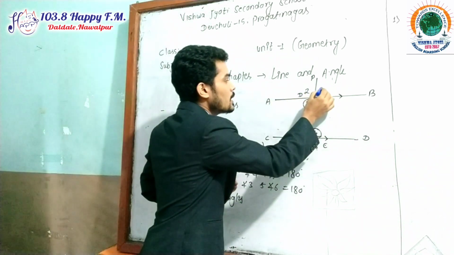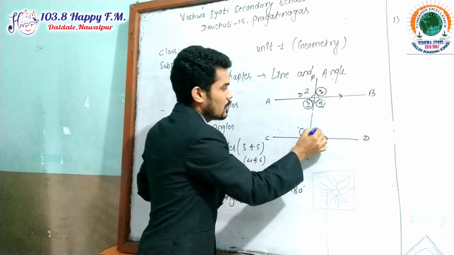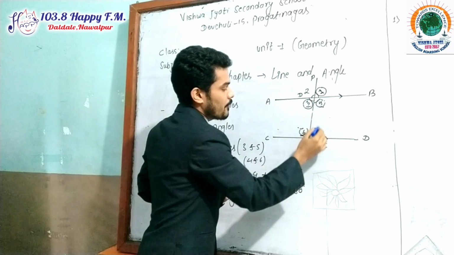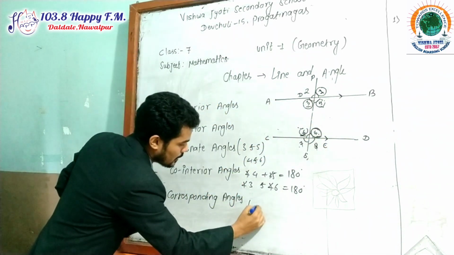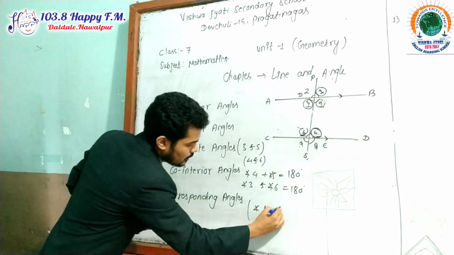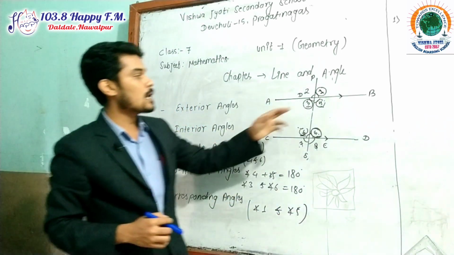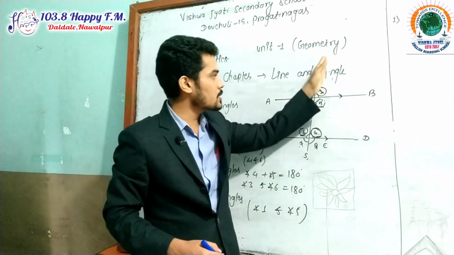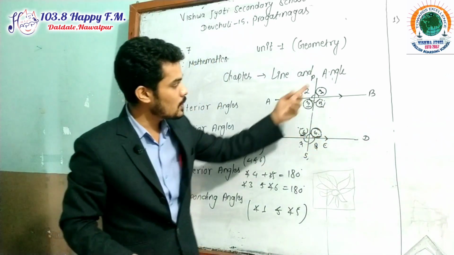So 1 is an exterior angle and 5 is an interior angle, both on the same right side of the transversal. So 1 and 5 are known as corresponding angles. Angle 1 and angle 5. Why are these corresponding angles? Because they are on the same side of the transversal, and one is the exterior angle and the other is the interior angle. Only this 1 and 5.